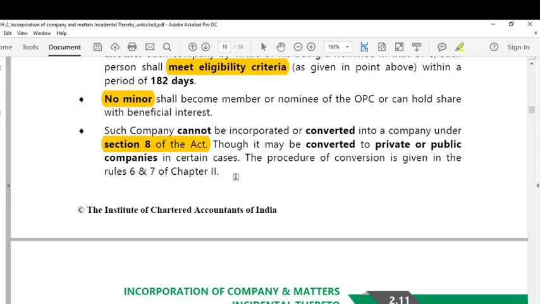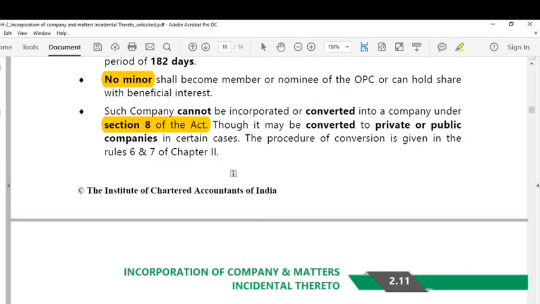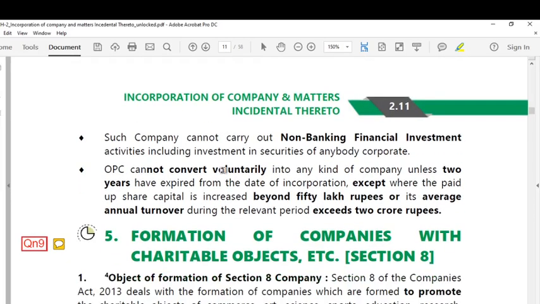So see, this one person company cannot be converted into a Section 8 company, and at the same time it also cannot be incorporated as a Section 8 company. However, a one person company can be converted into a private company, or it can be converted into a public company in certain cases. So that is the special provision given under the OPC.